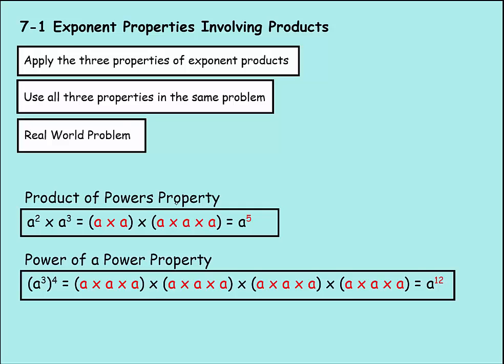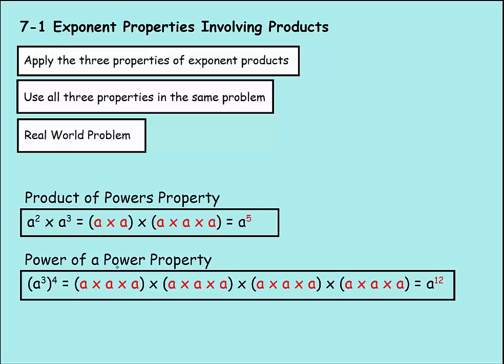The product of powers property works like this. Remember, product means to multiply. If we have a squared, which is a times a, and we multiply that times a to the third, which is a times a times a, if you lay this out, you realize you're multiplying a times itself 5 times, which turns into a to the fifth. So the property behind this is when you multiply powers that have the same base, you just add their exponents, and that's what your new power is going to be. So we had 2 plus 3 equals 5.